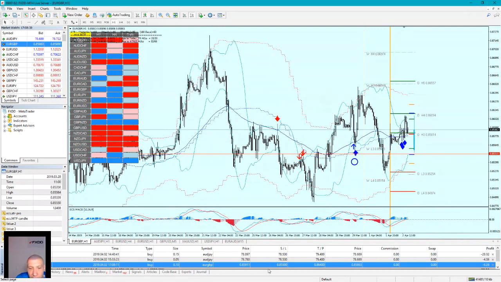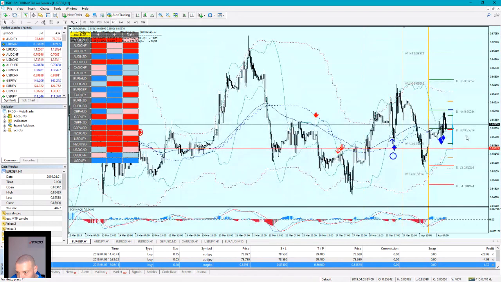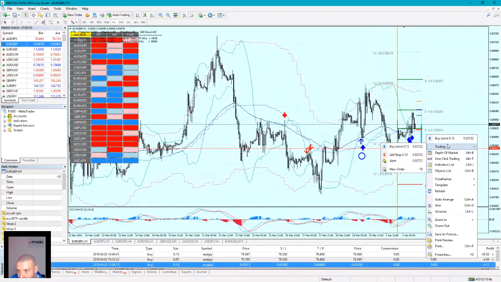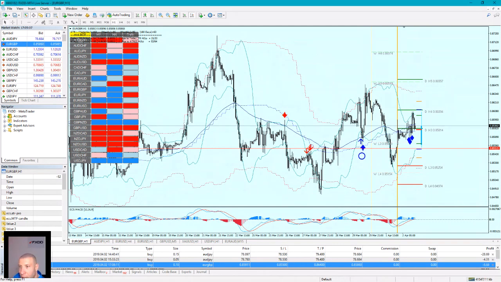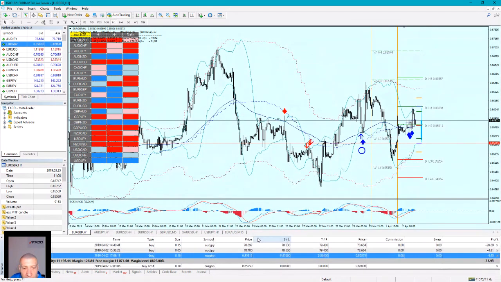Its entry is in between 85.90 and 85.75. So if the price drops here, I will make one more trade. I will actually make one more entry. If the price drops, it will be 85.75. Yeah, so a pending order also has been made. You can see it here. This is a pending order. So let's see what will happen.